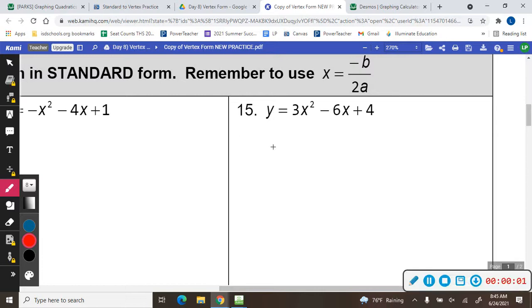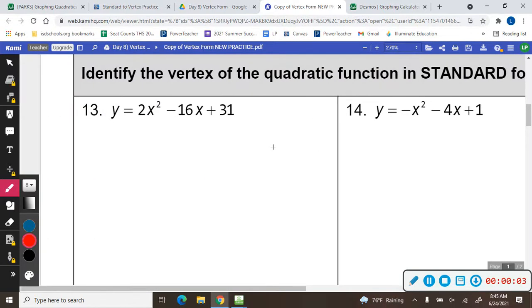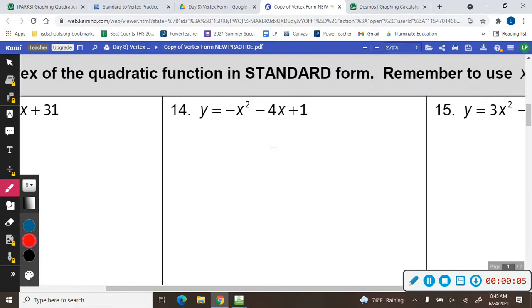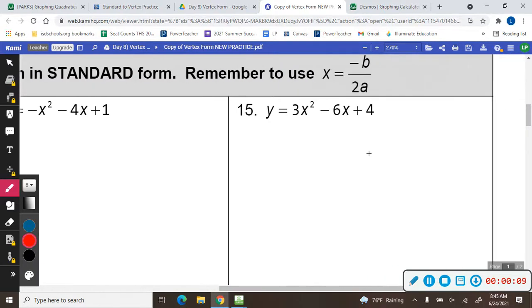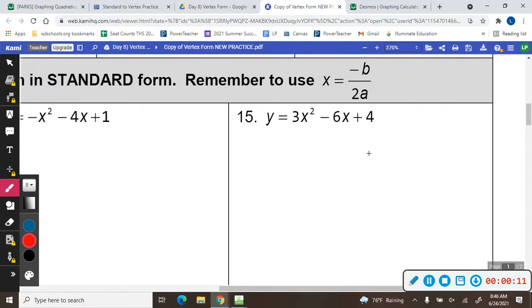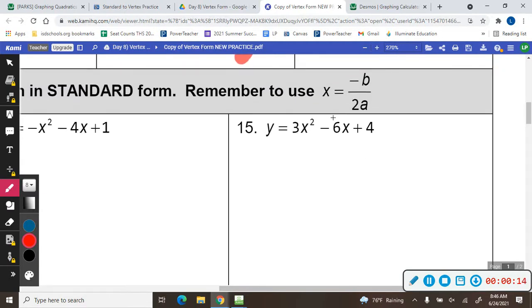So on number 15, we are going to identify the vertex of the quadratic in standard form. And then I'm also going to show you how to write that in standard form. And so how do you find the vertex? There's this formula, and it says you take the opposite of b, you negate b, divided by 2 times a.